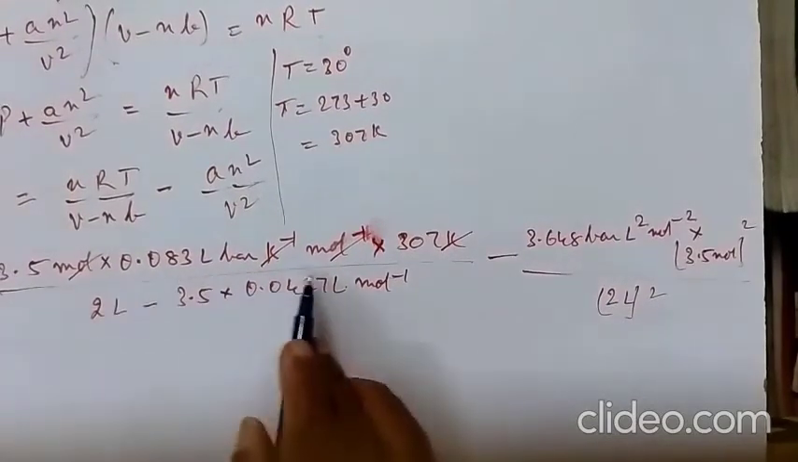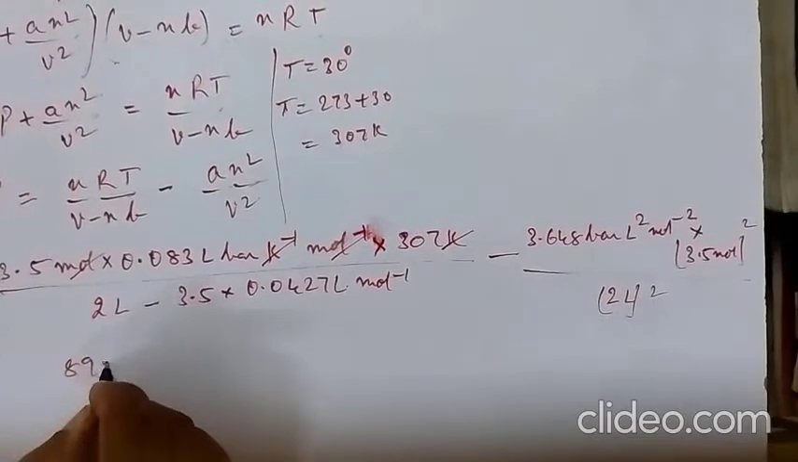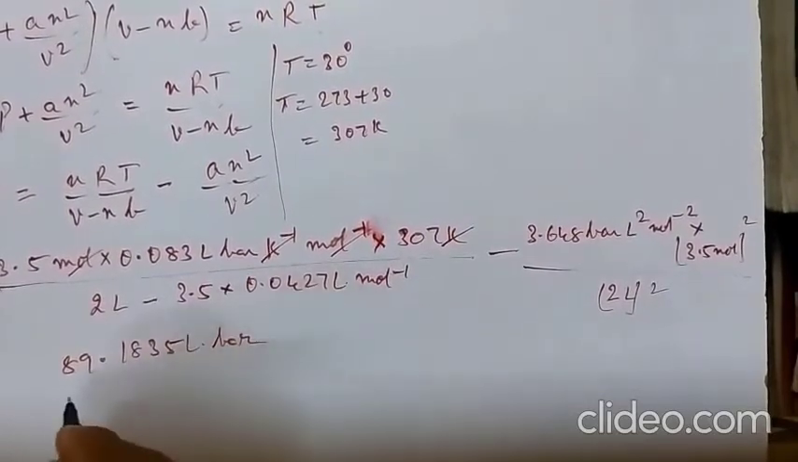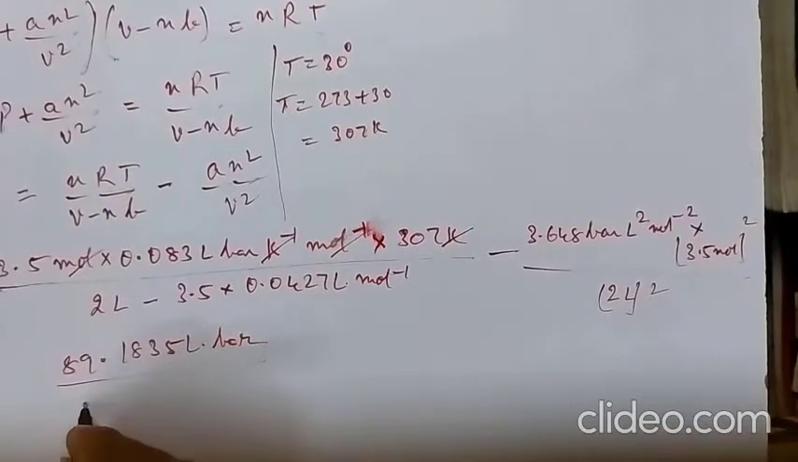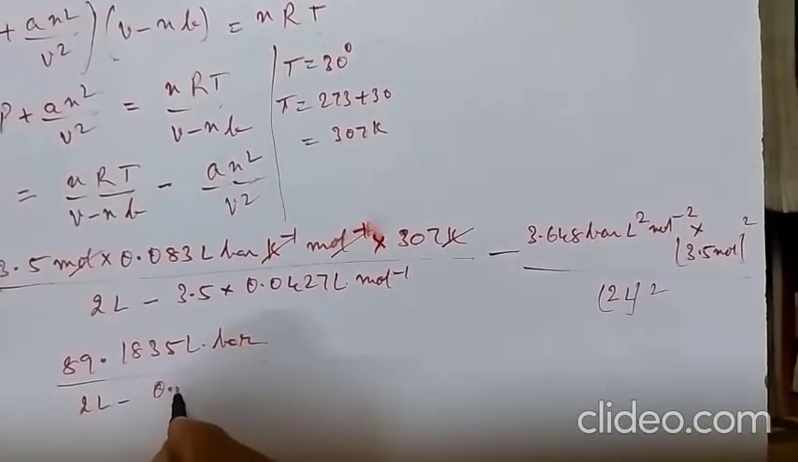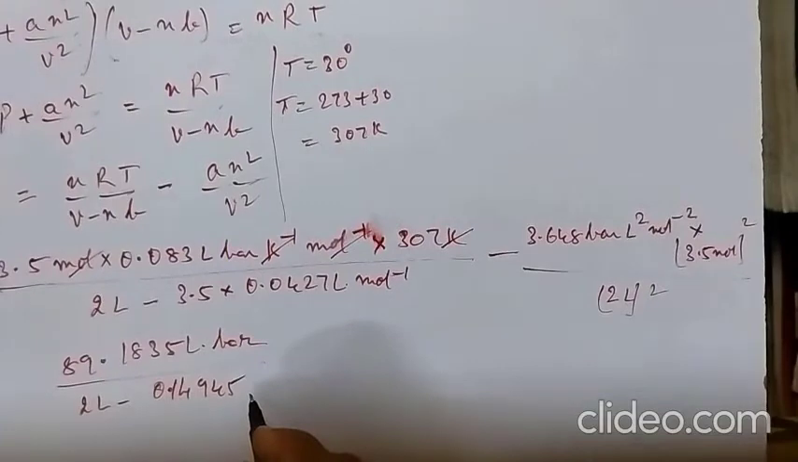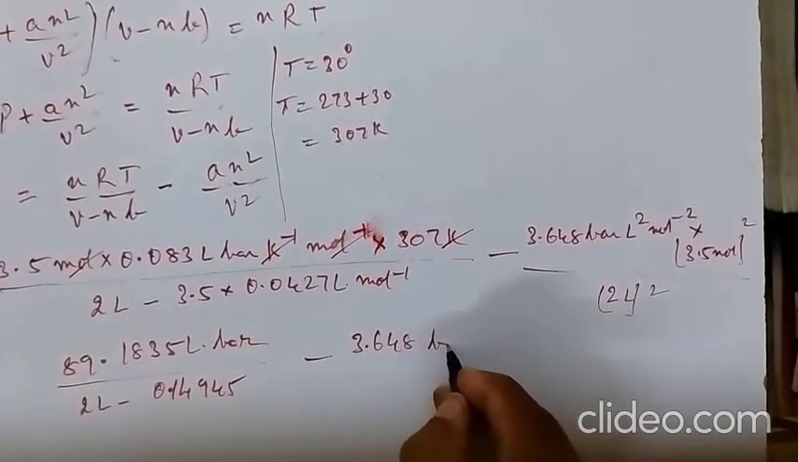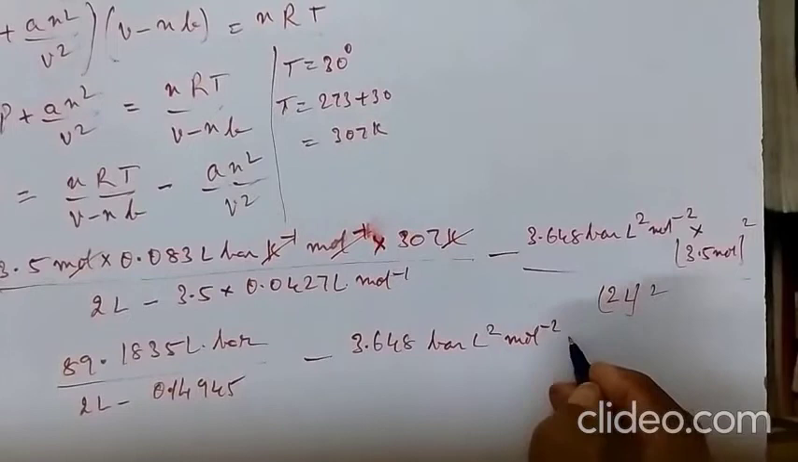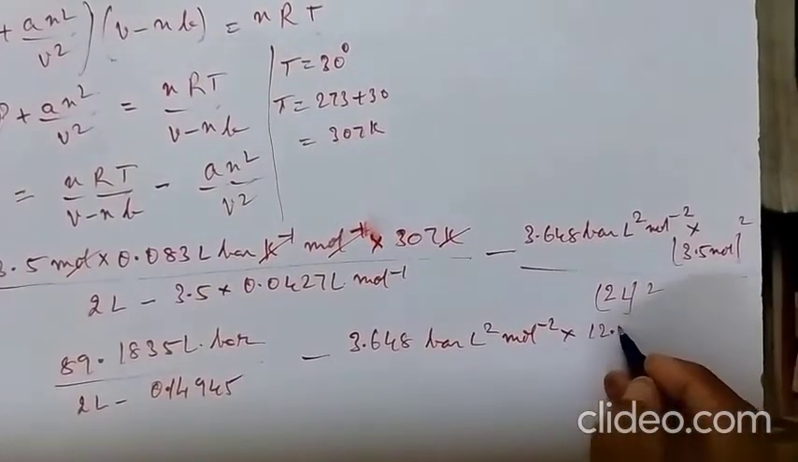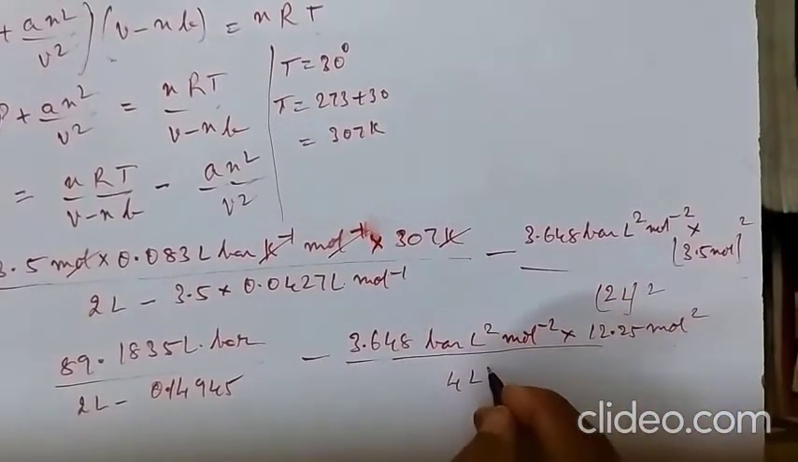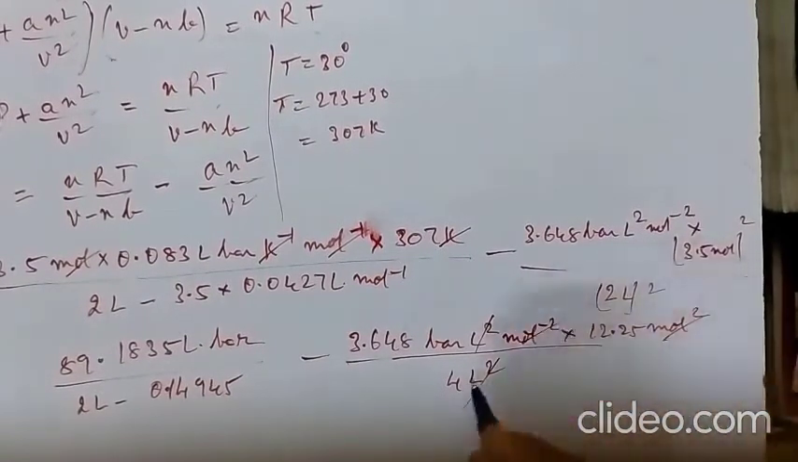So what is left here? If we simplify all these values, we get 89.1835 liter bar by 2 minus, if we simplify this, it becomes 0.14595 liter per mole, minus 3.648 bar liter square mole minus 2 into 3.5 whole square is 12.25 mole square by 2 liter whole square, 4 liter square. So liter square gets cancelled and mole minus 2 gets cancelled.